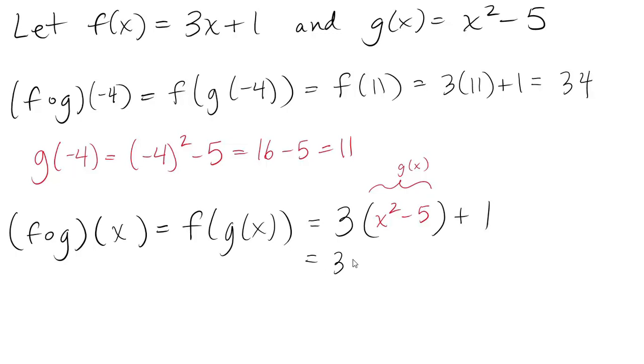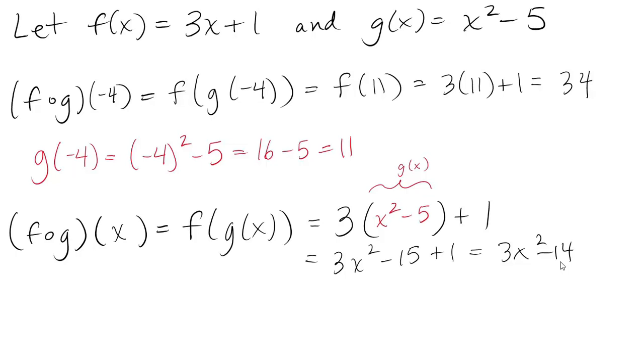This is 3x squared minus 15 plus 1, which is 3x squared minus 14. And now we have a general formula for what you'll get when you compose these functions for any input. If you take a specific value of x, this will tell you what you'll get when you plug that number into g first and then into f.